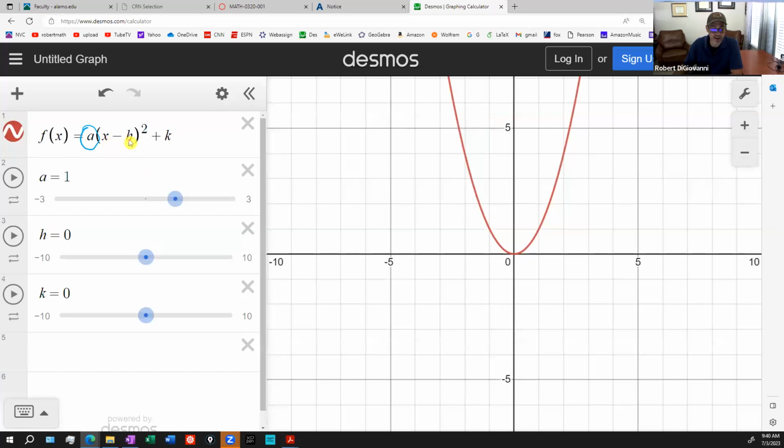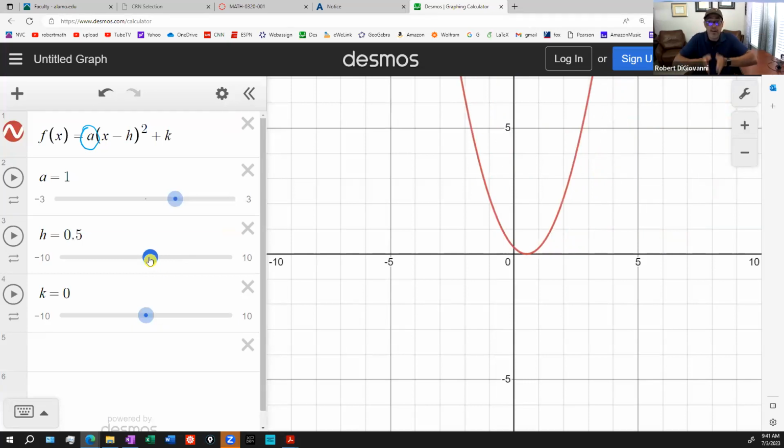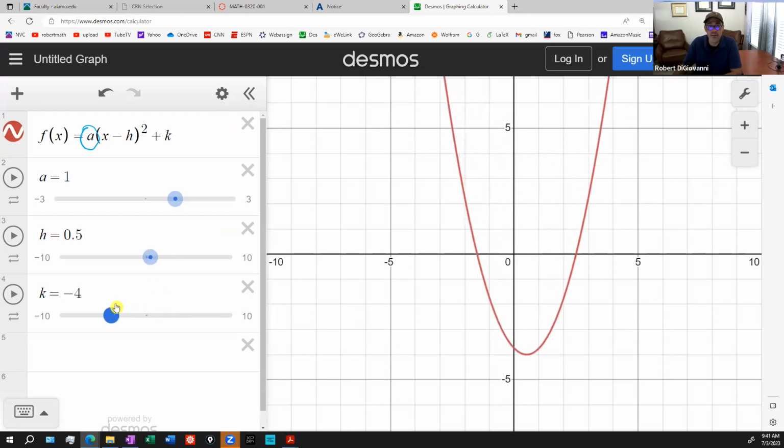Now let's look at what h does. So h is this number inside the parentheses with the x. Right now, h is zero. If I make h get bigger, like h equals one, look what happens to the graph. It moves to the right one. If I make h two, it moves to the right two. Three, four, five. So h controls the left and right of the parabola. A controls the up and down and the narrowness and width of the graph. And then of course, k, as you might suspect, controls the up and down.